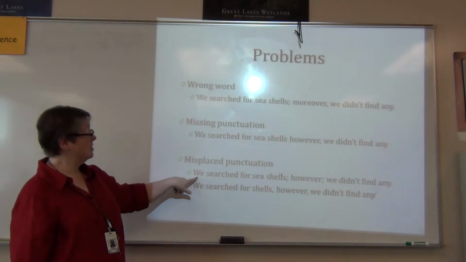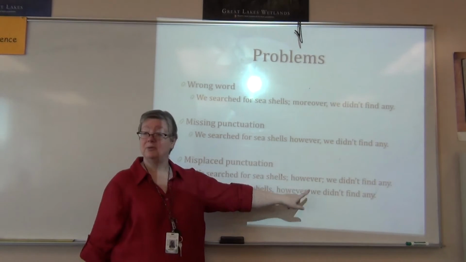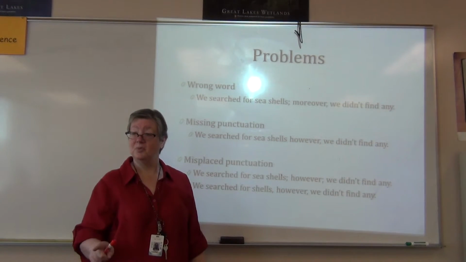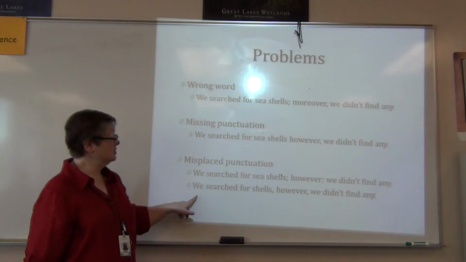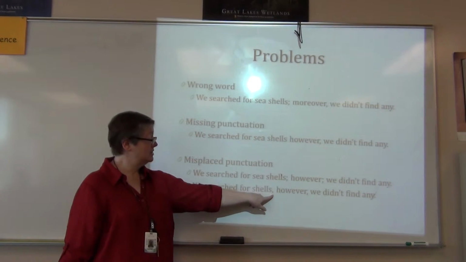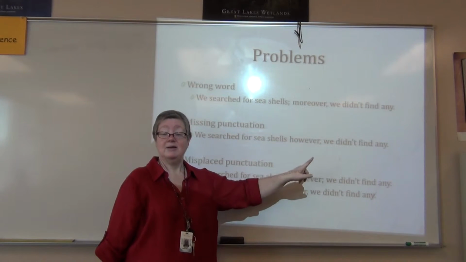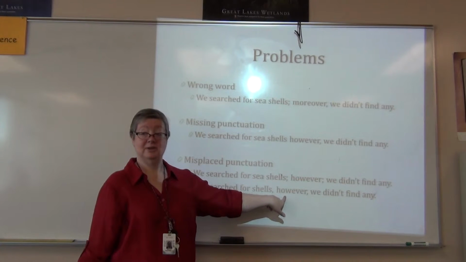Placing the punctuation wrong. We searched for seashells, semicolon, however, semicolon. No, you don't use 2 semicolons. You can only use 1. And then we searched for seashells, comma, however, comma, we didn't find any. I can't use the comma here because this is independent and this is independent. Now I'm going to show you where you can do this, all right?